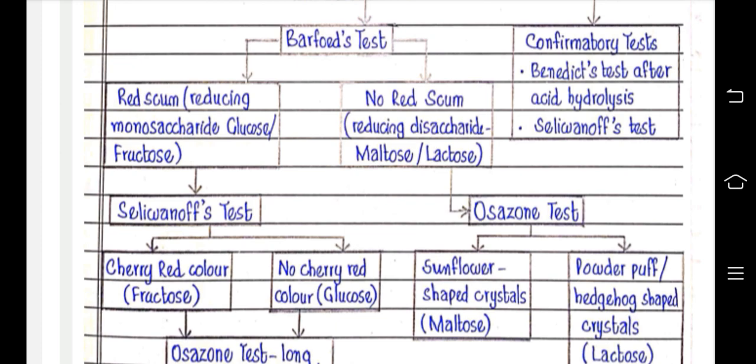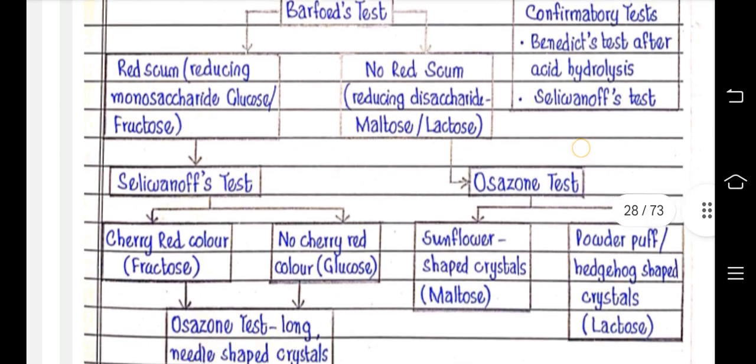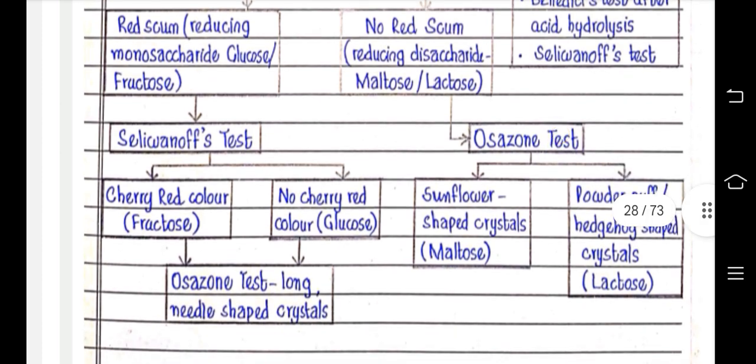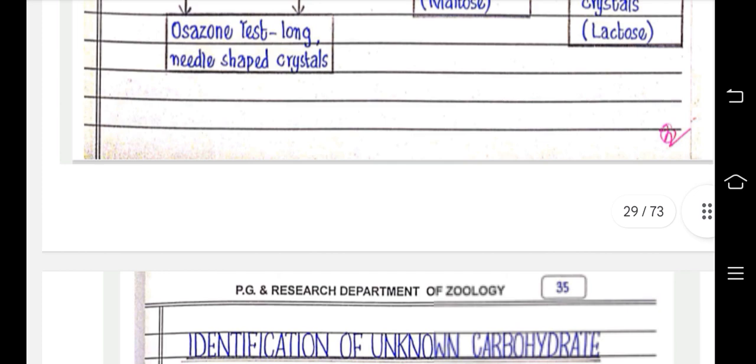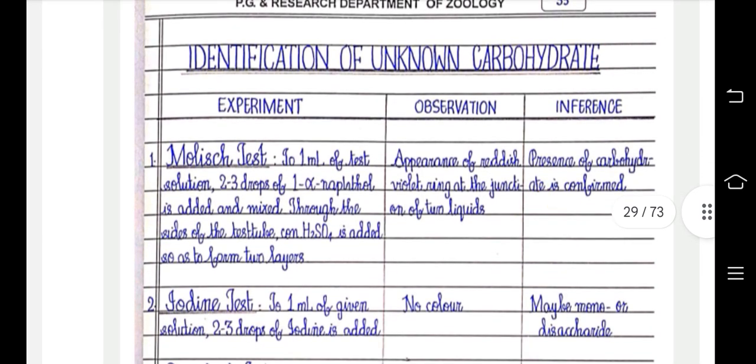Then after performing Barfoed's test, if we got no red scum, we directly perform the Osazone test, which will create either sunflower shaped crystals, which indicate maltose, or powder puff or hedgehog shaped crystals, for lactose. Then identification of unknown carbohydrate.